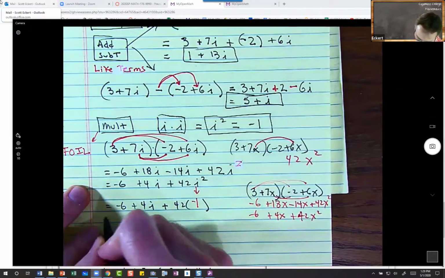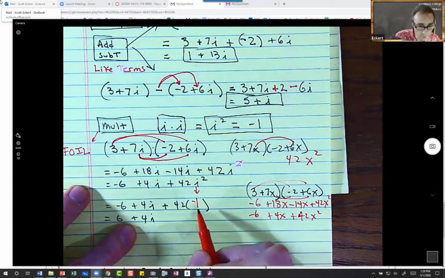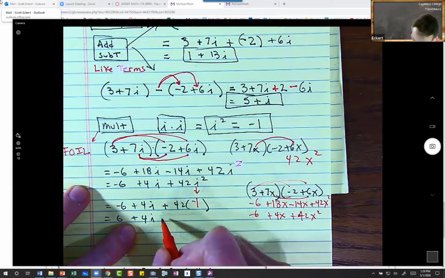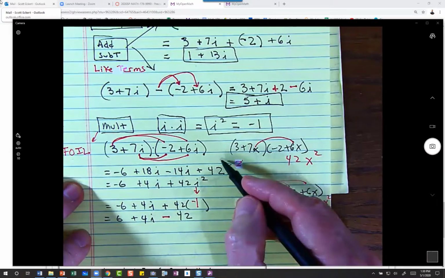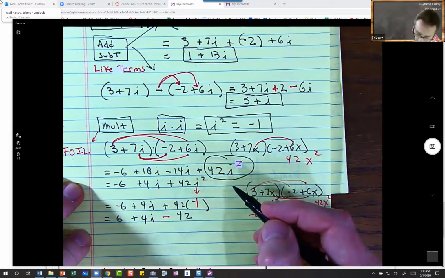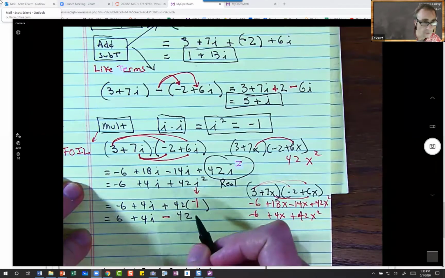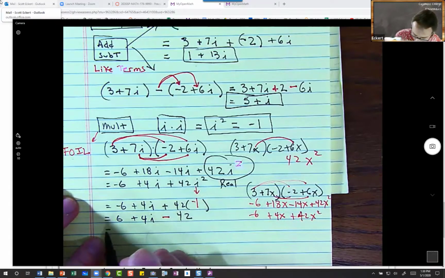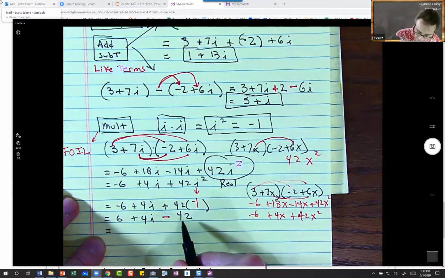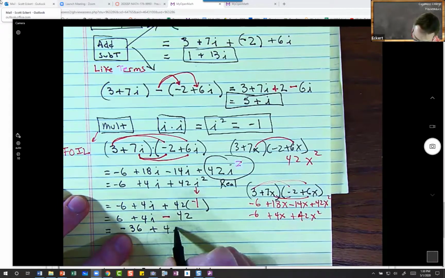And so when I get this problem, I am going to have the real number -1 times the real number 42. I get a negative 42. So i squared becomes a real regular number. It becomes negative 42. And the negative 42 combines with the real number 6. And so a positive 6 and a negative 42 is negative 36 plus 4i.